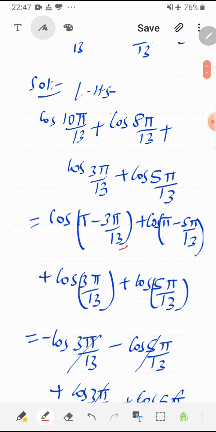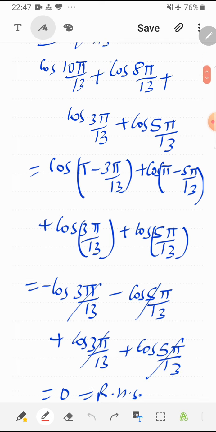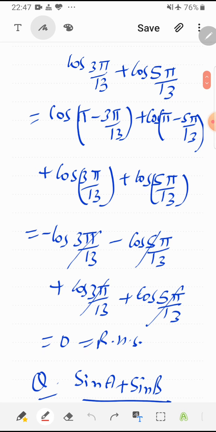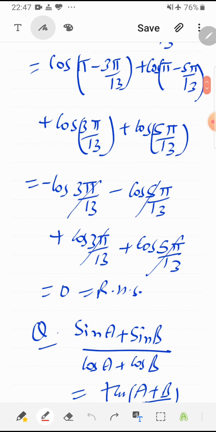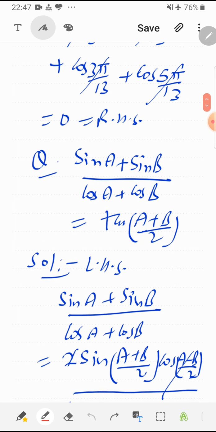Now cos of 180 minus theta is minus cos theta. Similarly cos of 180 minus theta is again minus cos theta, so it is cos 3 pi by 13 with a negative sign and cos 5 pi by 13 with a negative sign, so that all terms cancel and the result is 0.